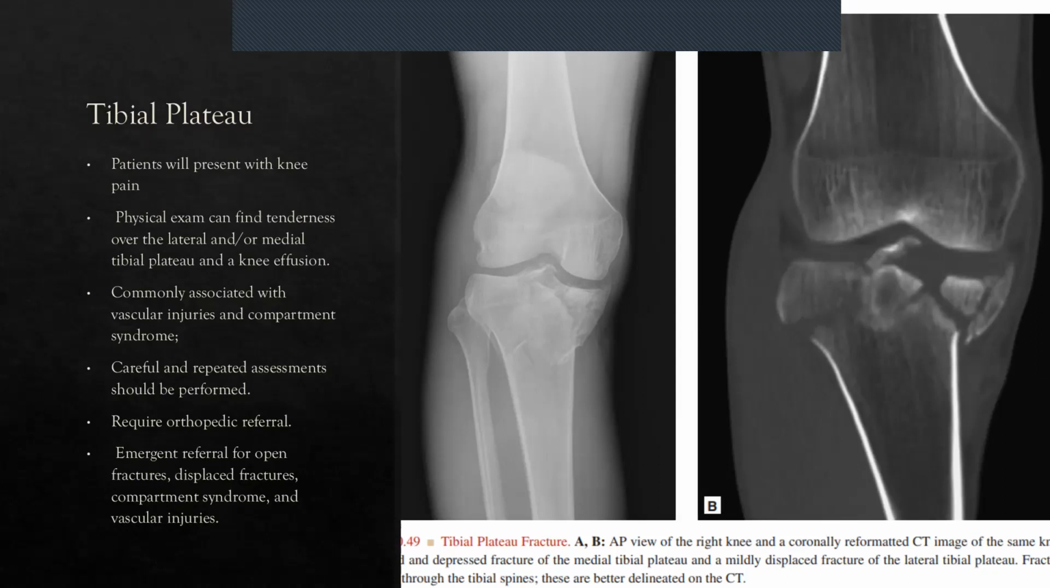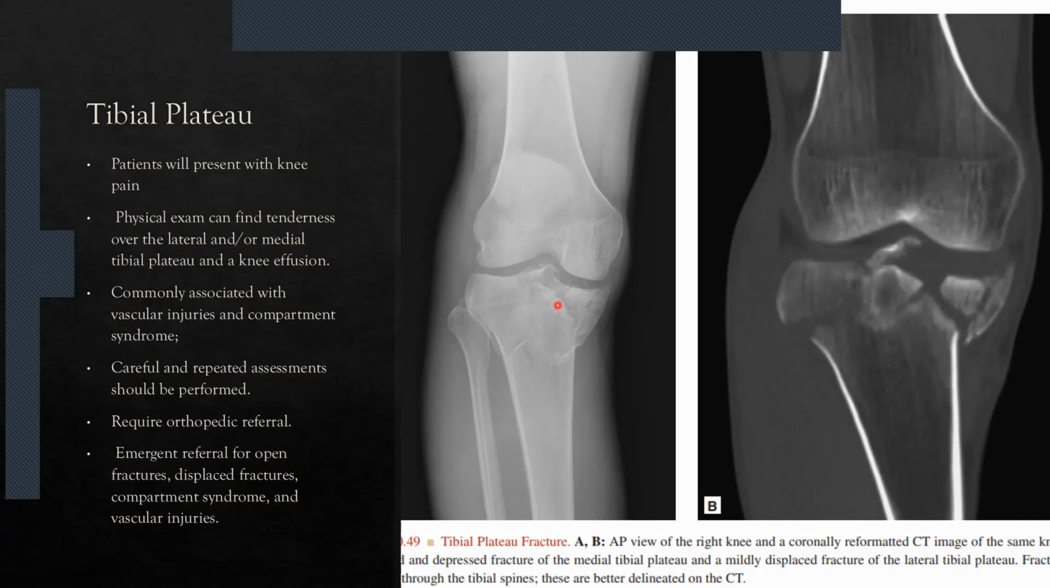So what do we normally find? Of course, you'll find a patient with knee pain. Sorry, let me just get the pointer up. So you'll find a patient who has tenderness over the lateral or medial tibial plateau. Effusions are quite common, both anterior, posterior, lateral, medial, the entire knee just swells up. It's often associated with vascular injuries and with compartment syndrome, often, but not always. So it's important to make sure that you check your pulses, to make sure that you look at the compartments, as the calf especially can get quite tense and it can be quite painful for the patient.